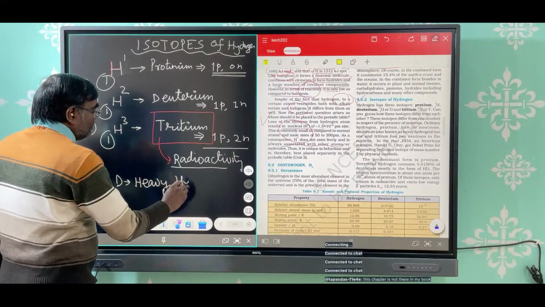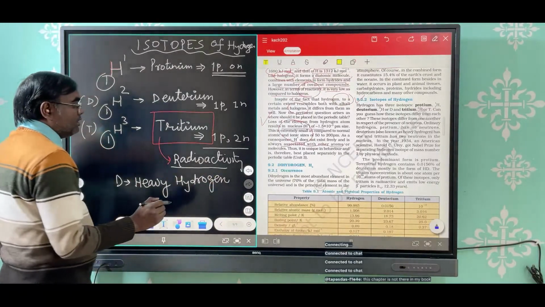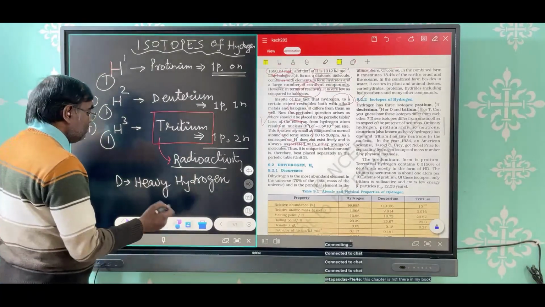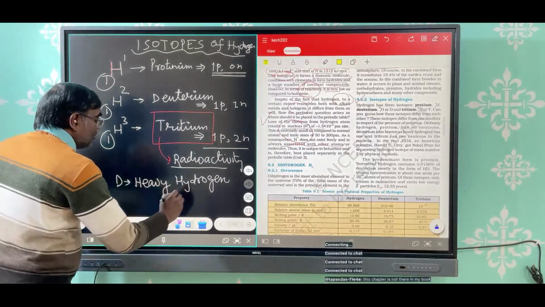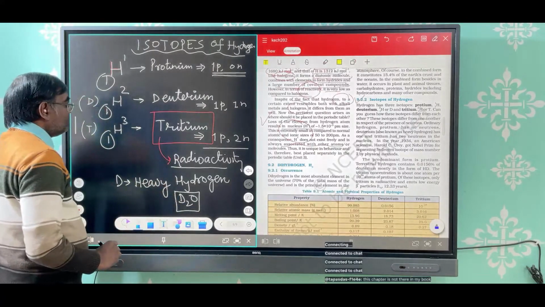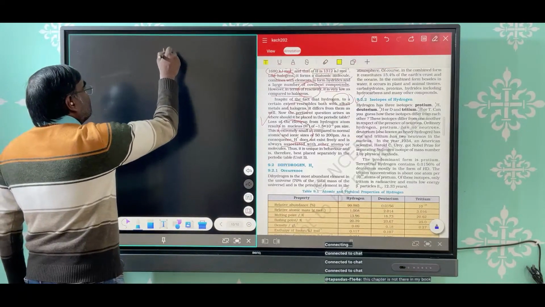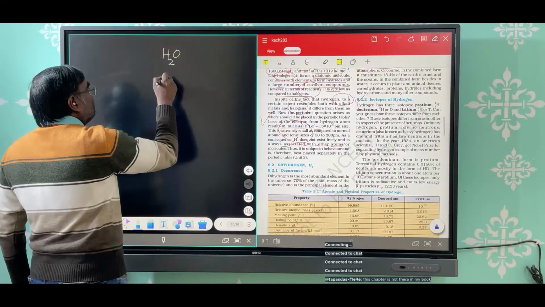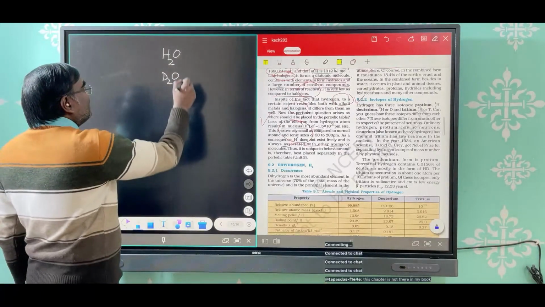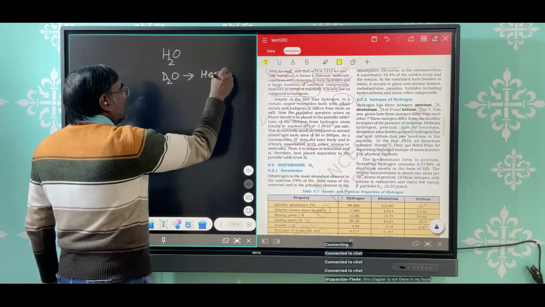and this makes heavy water, just like normal hydrogen, protium, makes normal water. So heavy hydrogen makes heavy water, D2O, and protium makes normal water, H2O. So what is the heaviness? Is it useful or not? Heavy water.